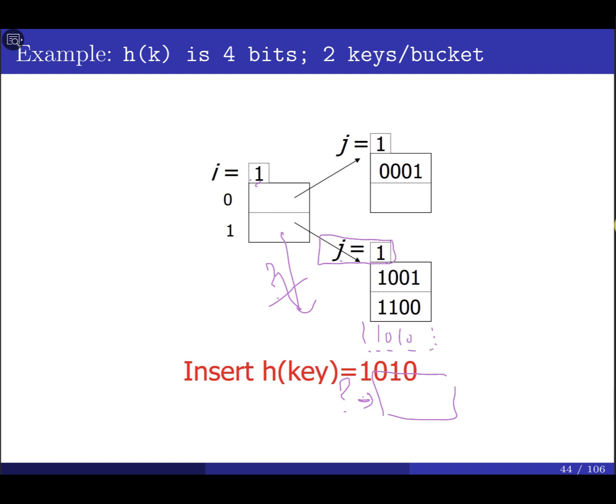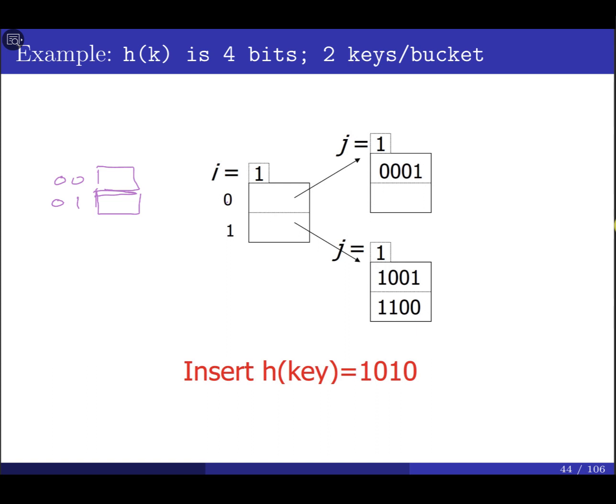The only thing you need to do first is expand the directory, or double its size. So instead of 2 entries, you end up with 4. Why? Because i equals 2, and 2 to the power 2 is 4. So this is going to be expanded. How can I expand this? Let me show you here. The 0 is going to become 00 and 01.